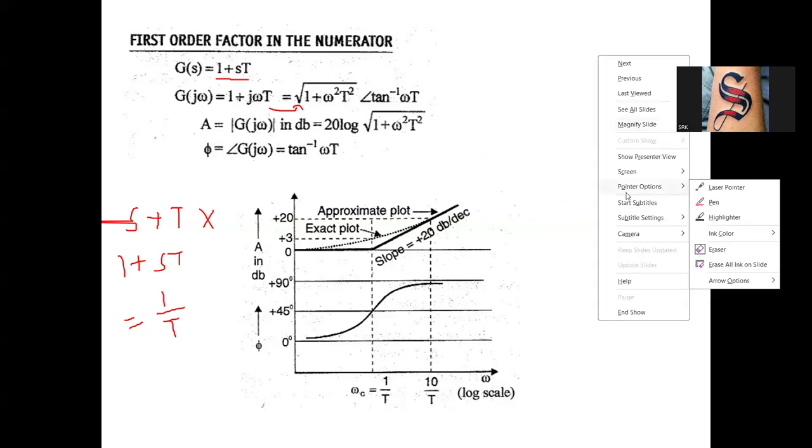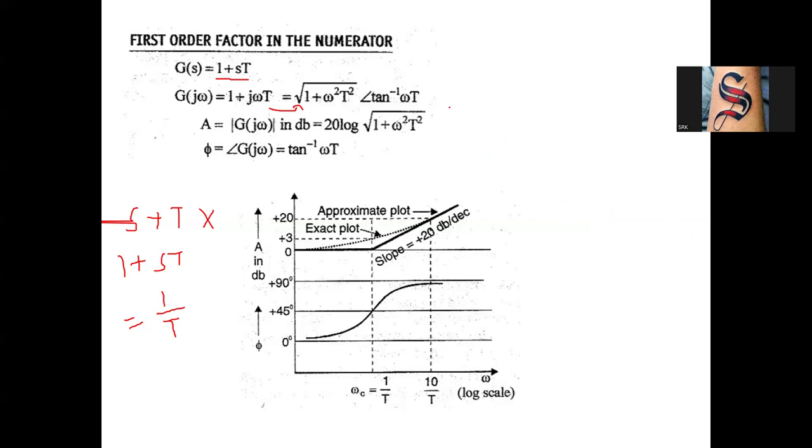Okay. For the derivative factor, the magnitude slope is plus 20 decibels per decade from initial frequency to the final frequency. Yes or not? What about the first order in the numerator? Initially, the magnitude is 0 decibels, and from the corner frequency onwards, the magnitude is plus 20 decibels per decade. Okay, that's the difference. And what about the phase angle?